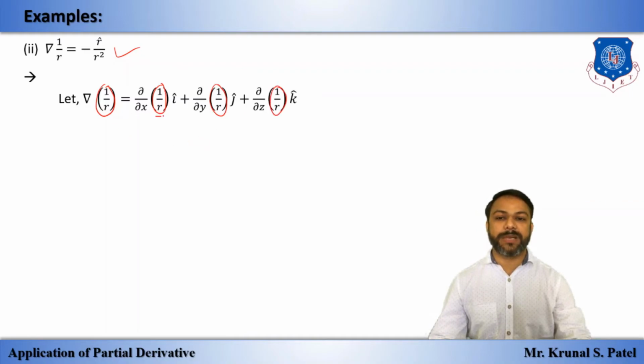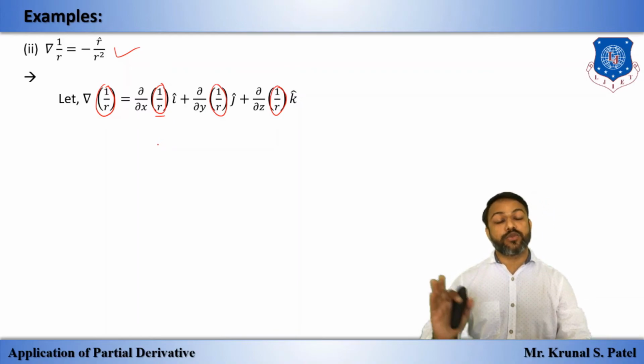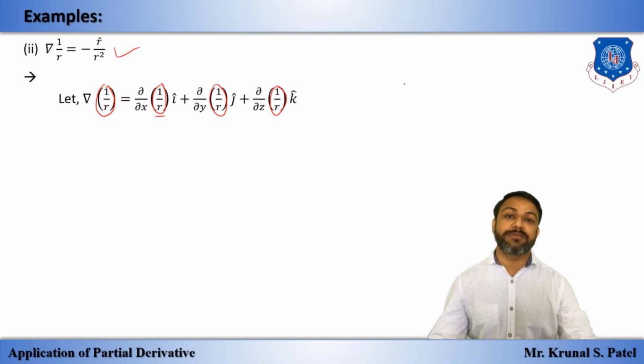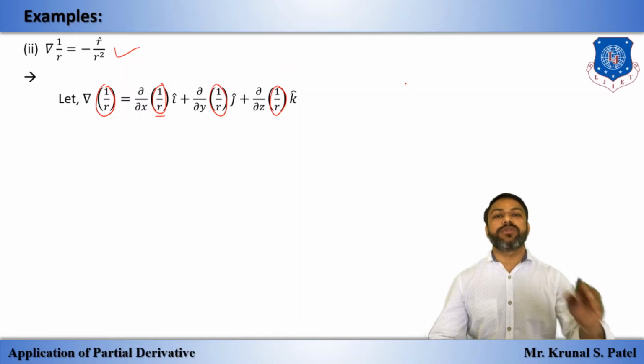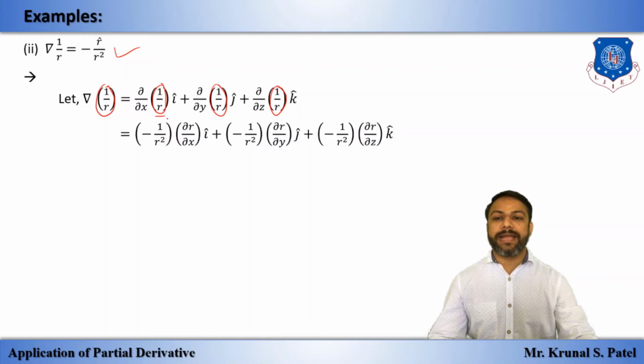Now differentiating with respect to x, the differentiation of 1 by r: we know the formula of differentiation of 1 by x is minus 1 by x square. Or as I told you in previous lectures, if you remember, 1 by something gives minus 1 by something square into differentiation of something. So minus 1 by r square, and differentiation of r is del r by del x. Same as minus 1 by r square, and differentiation of r with respect to y is del r by del y. Same for z, del r by del z.